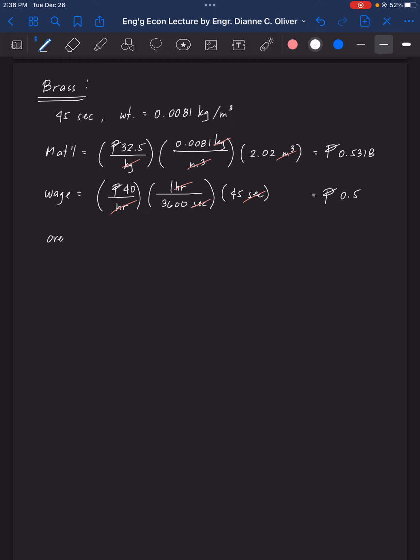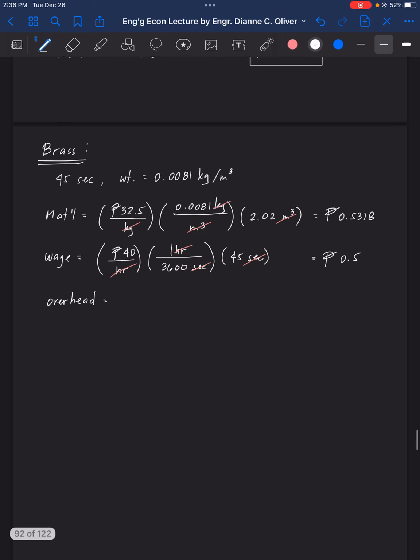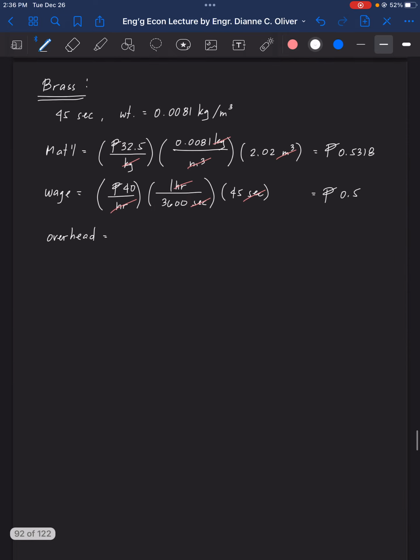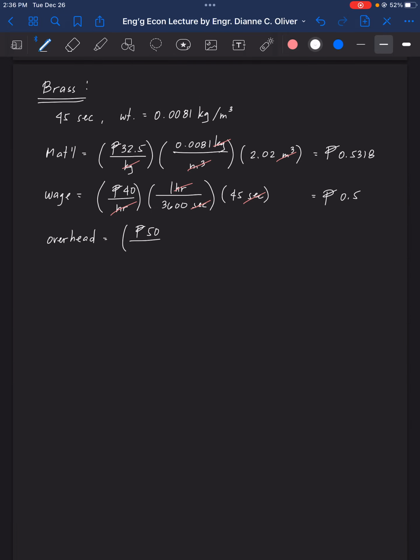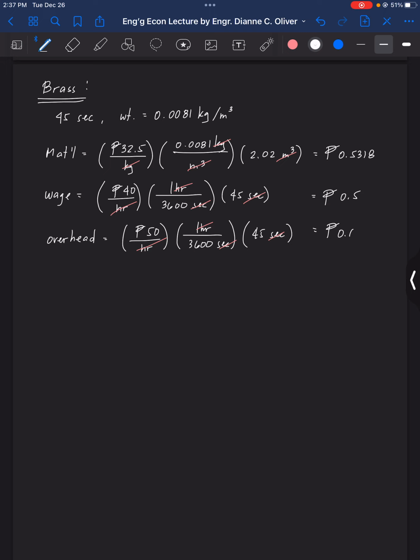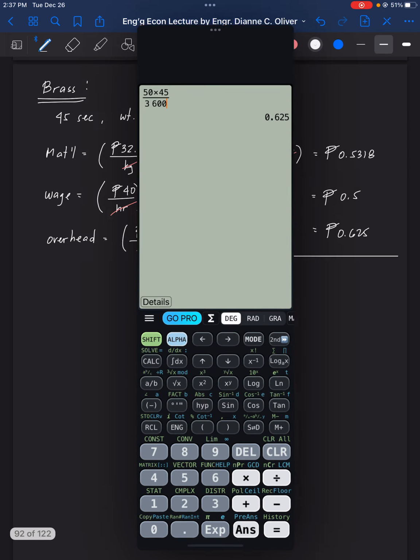Next, the overhead. So how much is the overhead? Same, 50 per hour. So 1 hour for 3,600 seconds, and then we will multiply it with 45 seconds. Cancel hour, cancel seconds. So this is now 50 times 45 over 3,600, so that is 0.625. There's no scrap here, so what's the total cost?